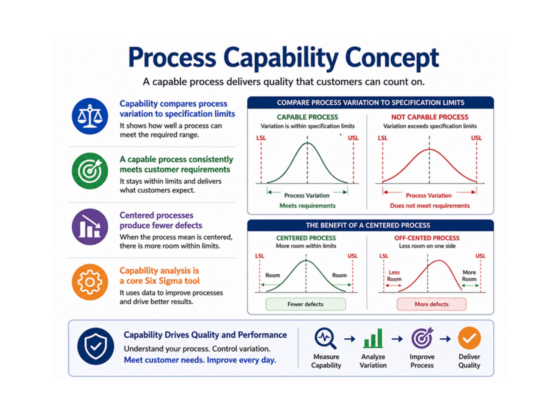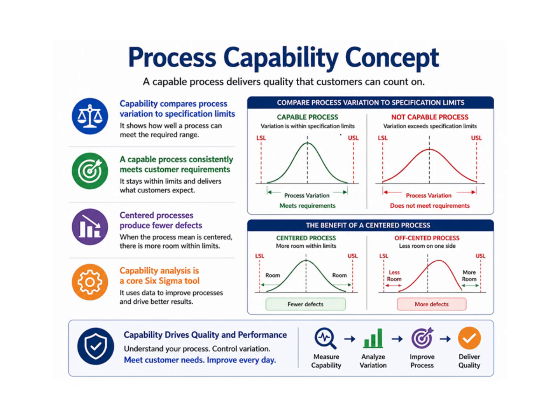This slide highlights two essential comparisons: capable versus non-capable processes, centered versus off-centered processes. When the process spread stays inside the specification limits, defect rates remain low. But when variation becomes too large, or when the process shifts away from center, defects increase rapidly. A centered process provides more room within the limits and typically delivers stronger overall quality performance.